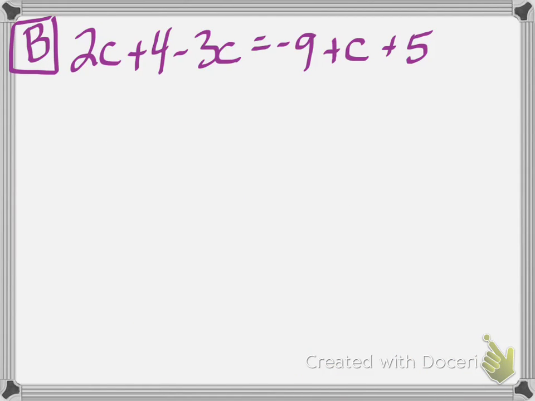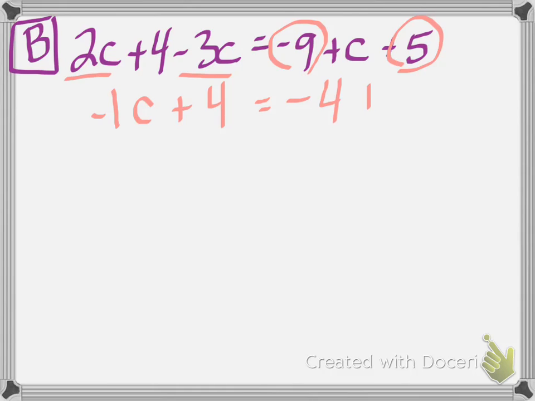Okay, one more. 2c plus 4 minus 3c. So already off the bat, I have like terms on the same side. Equals -9 plus c plus 5. I see two constants that can be combined. So let's do both of those steps at the same time. 2c minus 3c, that's a -1c plus 4 equals -9 plus 5 is a -4 plus c.